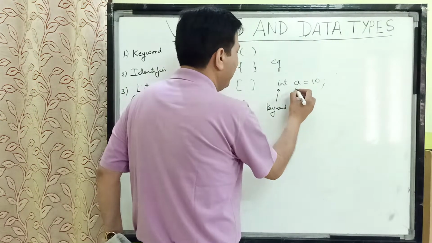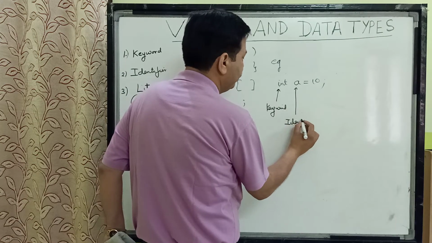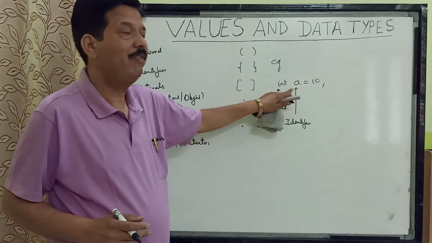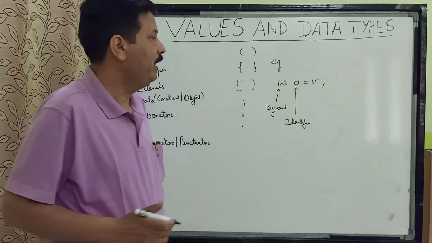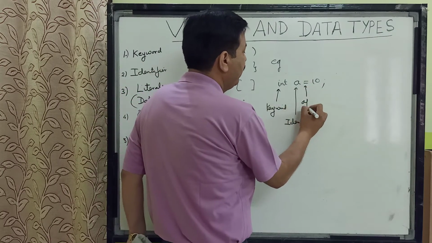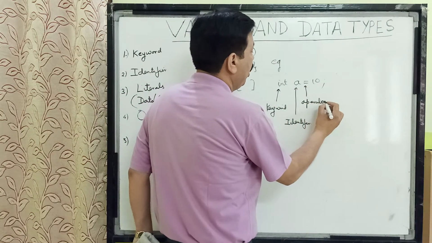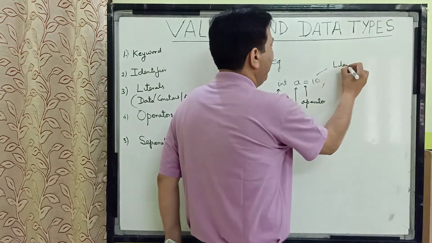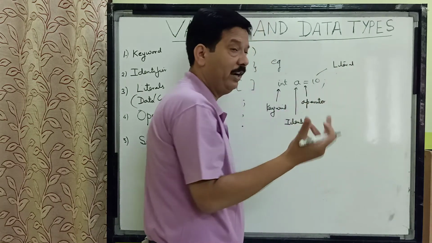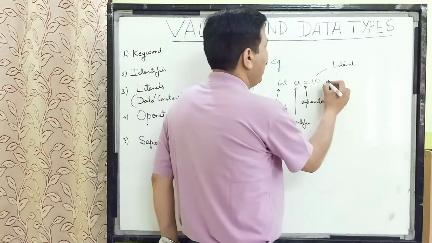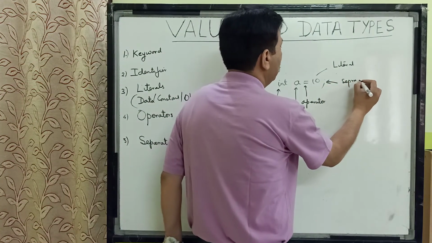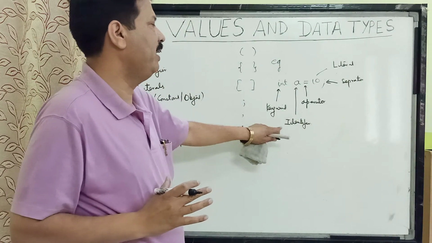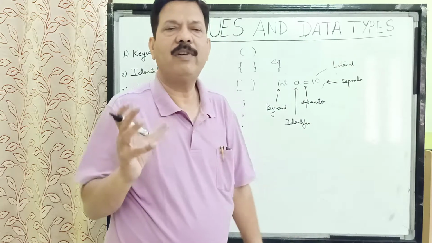Now this a will come under the category of identifier, as I have given the name a to the value 10. Then this is an operator, an assignment operator, which assigns a value. And this is a value which I have given, it will be called a literal, an integer literal. And this semicolon which I have written over here is a separator or a punctuator. So by the combination of these tokens, keyword, identifier, operator, separator, literal, I have written one Java statement.